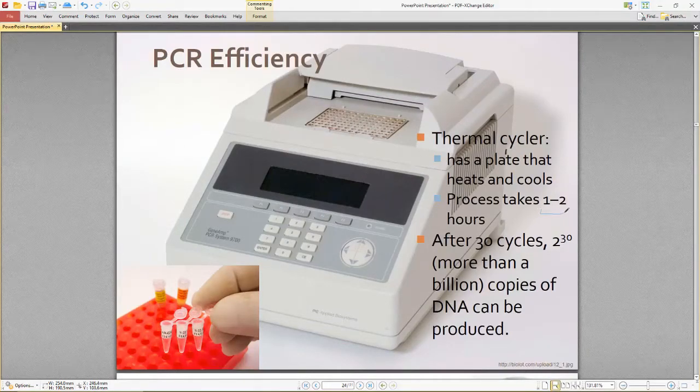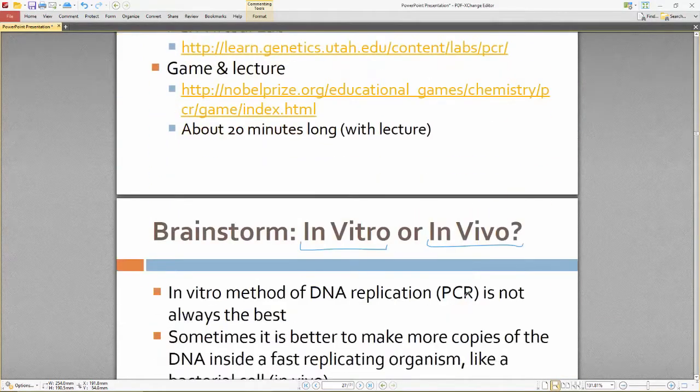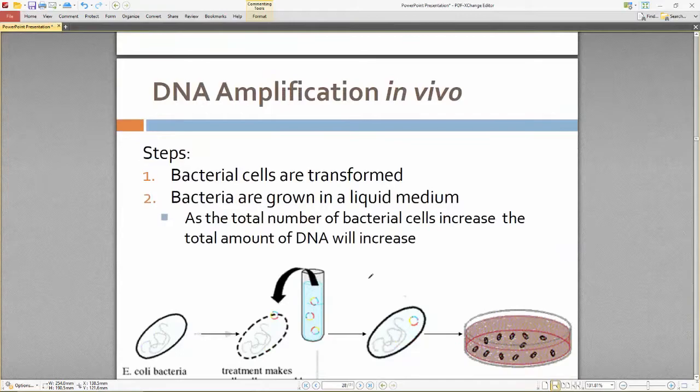Look, 1 to 2 hours gives you over a billion copies, right? So you're like, wow, this is great, right? Like, why don't we do this for everything? Like, why even have in vivo DNA replication? Well, there's a couple reasons. Sometimes it is better to make more copies of the DNA inside a fast replicating organism, like a bacterial cell. So let's brainstorm some limitations that PCR faces.